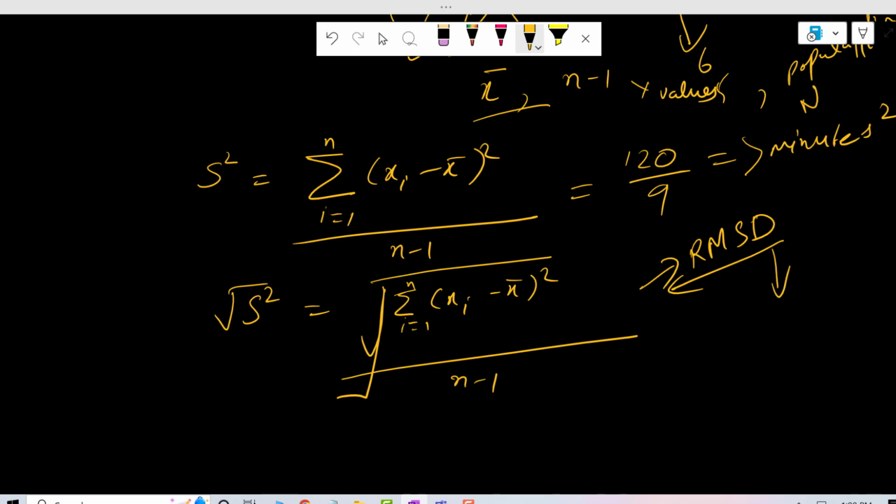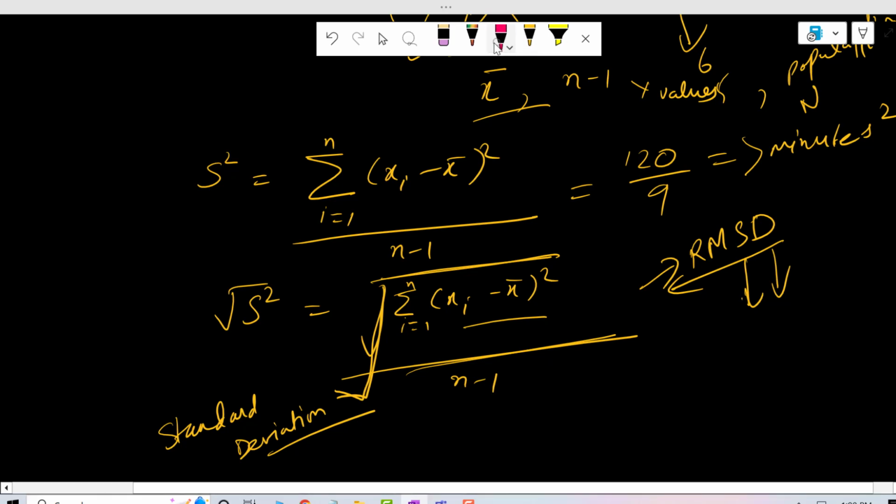We perform steps in this order. First we find the deviation, then we do the square, then we find the mean, and then we do the under root. So standard deviation is interpreting how close on an average each data point is from the mean.